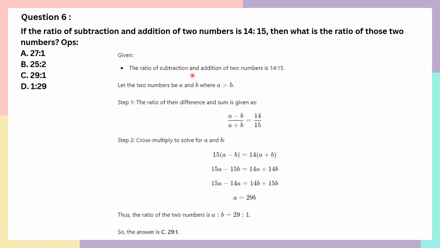So given that the ratio of subtraction and addition is 14 to 15, let's consider two numbers A and B, and given that A is greater than B. In step 1, the ratio of their difference and sum is (A minus B) upon (A plus B) is equal to 14 by 15. By cross multiplying, we get the value of A is equal to 29 into B, and therefore the ratio of A to B is 29 to 1. So our option is C.